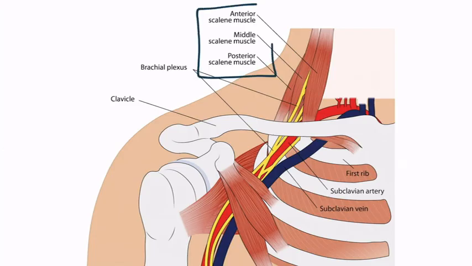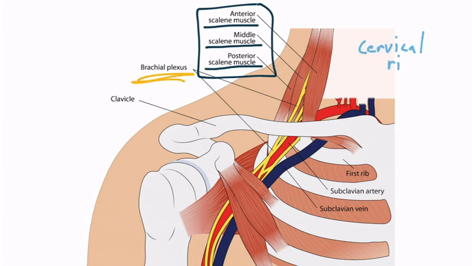These are the scalene muscles. We have the anterior scalene, the middle scalene, and the posterior scalene. It's between the anterior and middle scalenes that the brachial plexus travels. Now let's imagine a cervical rib in this region. A cervical rib would be abnormal, but if present, they can cause numbness and tingling from thoracic outlet syndrome.